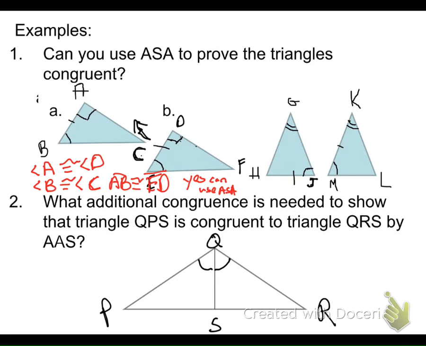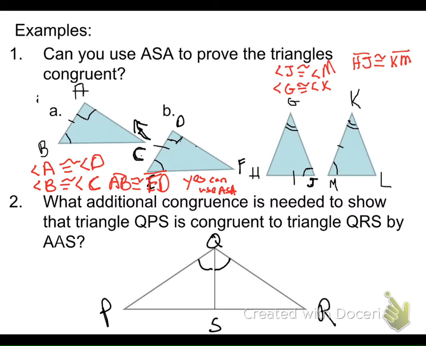Okay, for our next one, I'm going to write above it to make sure I have enough. Angle J is congruent to which angle? I think I hear you saying M. And we see that angle G is congruent to angle K. And we see that side HJ is congruent to KM. Can we use angle side angle here?